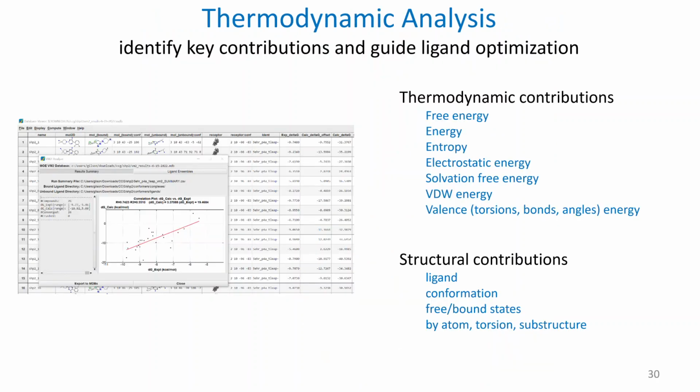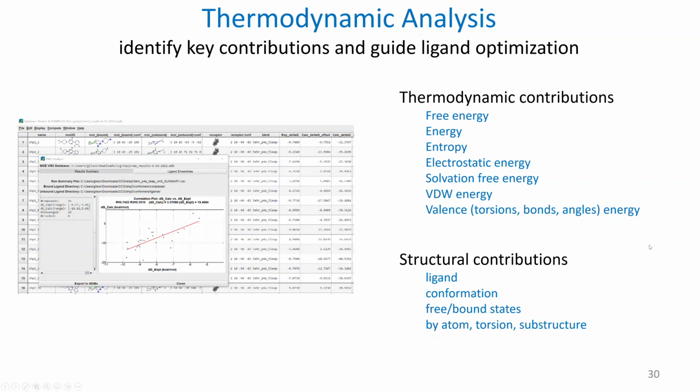Another direction that we think is really interesting for VM2, and perhaps makes it a bit more unique, is that it offers the capability of looking into the thermodynamic contributions that lead to either high or low affinity. So in addition to free energy, which is of course the main thing we're interested in, one can break out changes in energy and entropy, that is the configurational entropy of the protein or ligand on binding, and then go deeper into energy terms like the electrostatic energy, solvation free energy, and so forth.